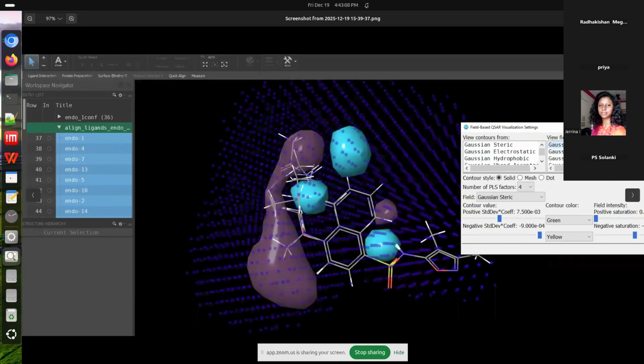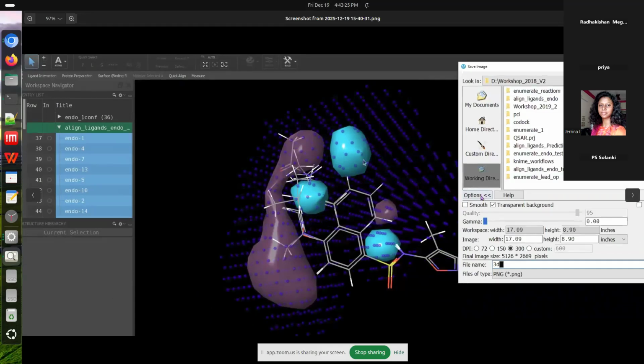And there is another option. When you click on the view field intensity from Gaussian steric, it will show the Gaussian steric region of the selected molecules. So you can also download the image from the workspace. You can click on the workspace, save image as, and then you can save the file name as whatever you want, and then you can save the image for your publications too.